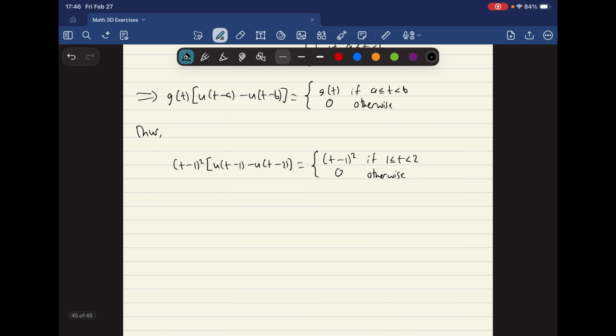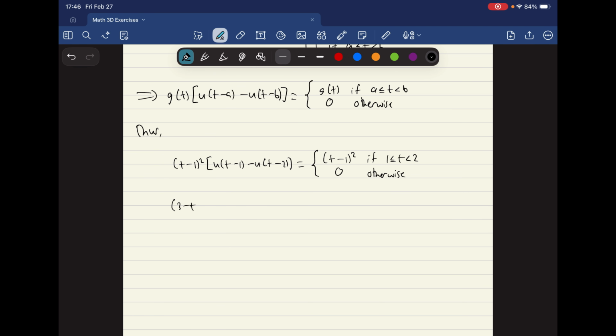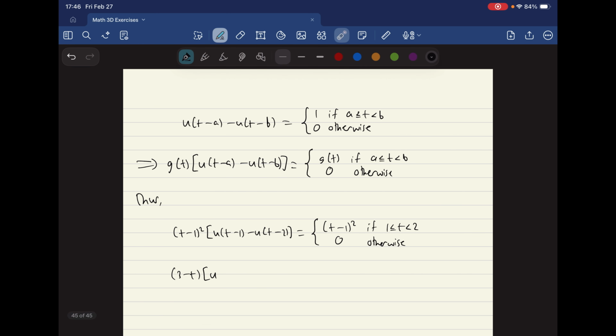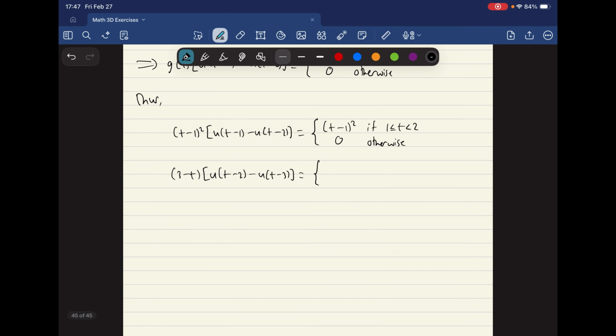And we can play the same game with our other piece. If we take 3 minus t, now we want this piece to appear on the interval from 2 to 3. So I'm going to do u of t minus 2 minus u of t minus 3. And this is going to be 3 minus t if 2 is less than or equal to t less than 3. And it's going to be 0 otherwise.